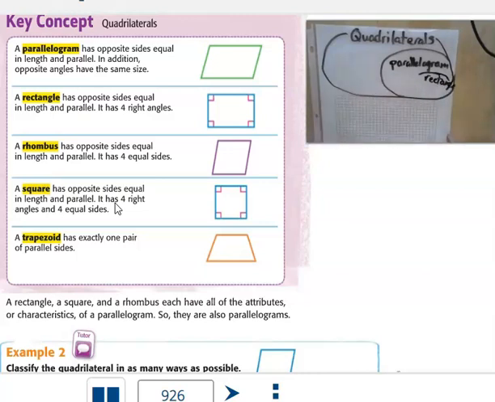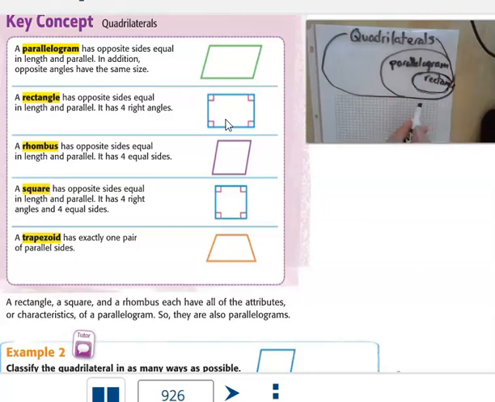Let me see if I can write that. That's clear enough. Rectangle is going to be a subset of the parallelogram. A rectangle has opposite sides equal in length and parallel. It has 4 right angles. Within the category parallelogram, a parallelogram has opposite sides equal in length. That's also true for a rectangle. Opposite angles have the same size. Well, all of the angles in this one have the same size. So that's a subset of a parallelogram.